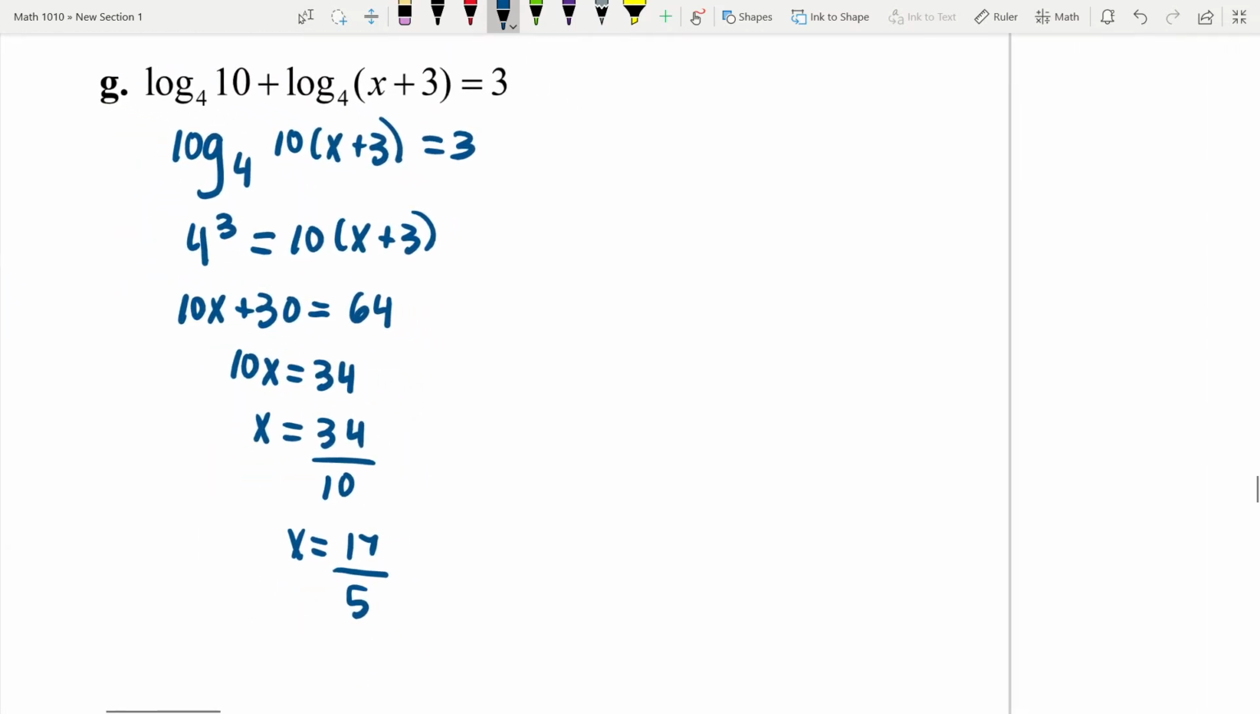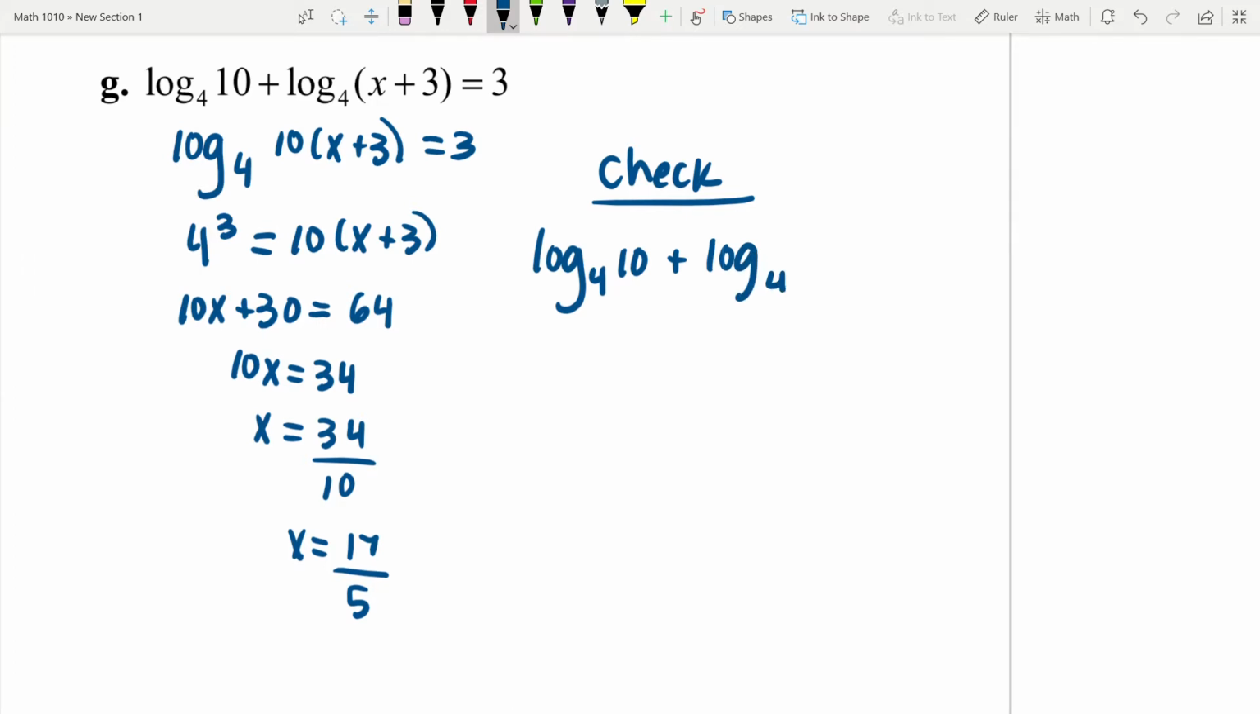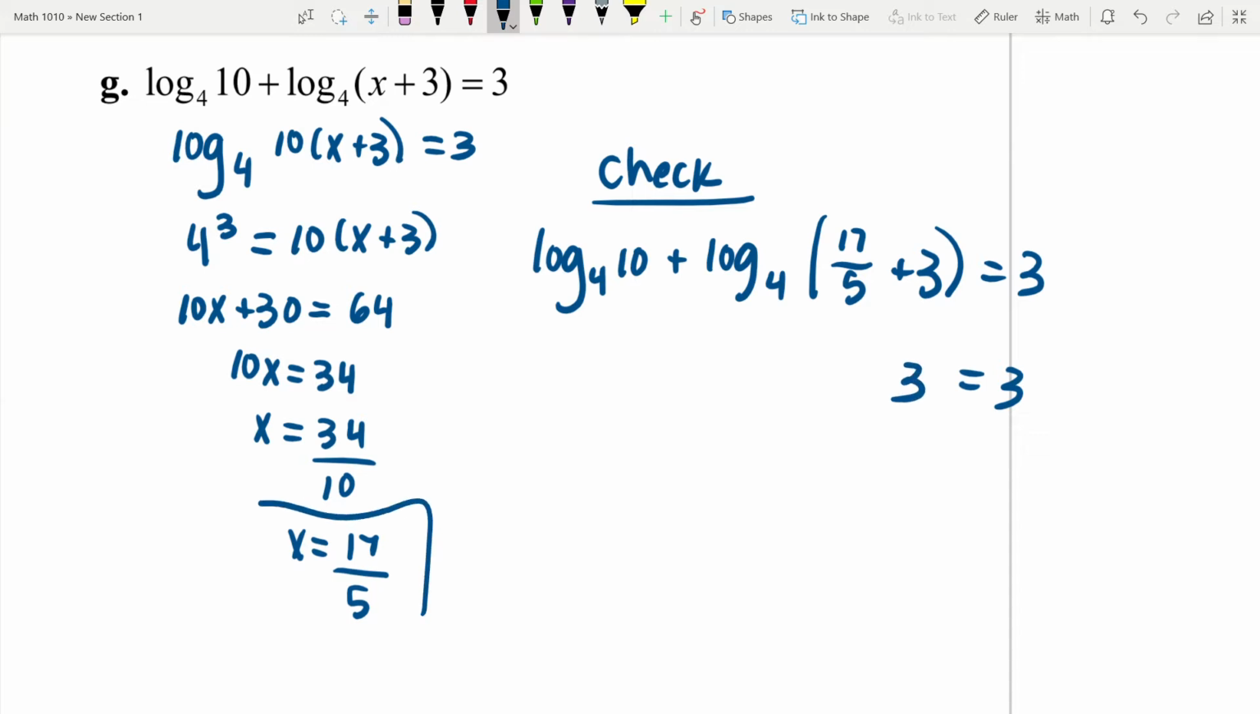Okay? Now write the word check. If you forget to check, you're going to lose points. So make sure you do, okay? Everybody write log base 4 of 10 plus log base 4 of 17 over 5 plus 3 is equal to 3. Okay, let's put this in our calculator. Everybody go log 10, close it off, divided by log 4, close it off, plus log 17 divide 5 plus 3, close it off, divided by log 4, close it off, enter, and I got 3 equals 3. Everything's wonderful.